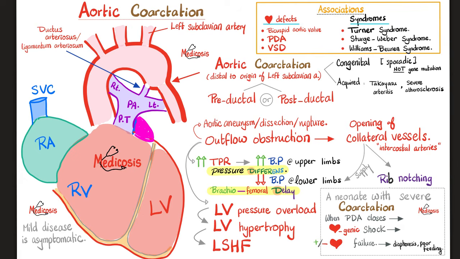Or how about severe atherosclerosis? Atherosclerosis is part of arteriosclerosis, and here's an artery. Oh, hardening of the artery can lead to coarctation if it is severe enough. Anyways, aortic coarctation will lead to outflow obstruction, okay?